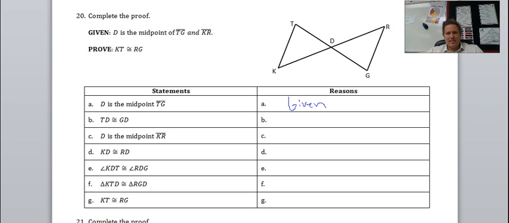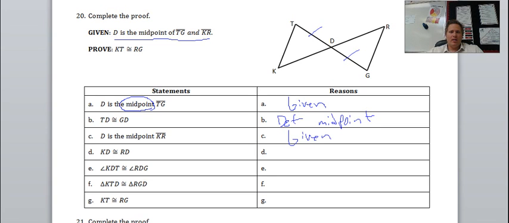Next says that TD and GD are congruent. Well, how do I know that? Because we just said that D is the midpoint. So this has to be the definition of a midpoint. Midpoint means it's in the middle. See over here, it says D is the midpoint of KR. Well, how would I know that? I only knew that because it told me in the very beginning, which is given.